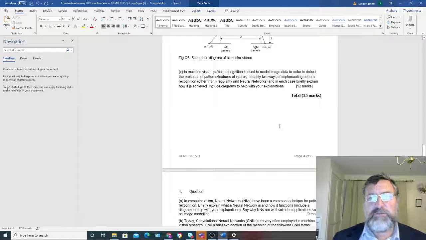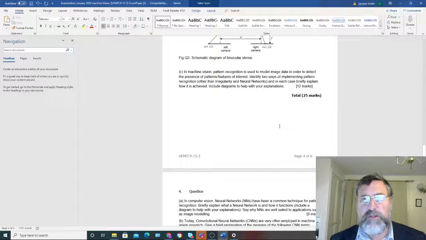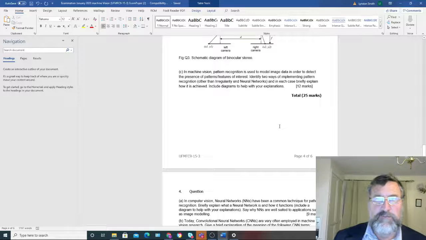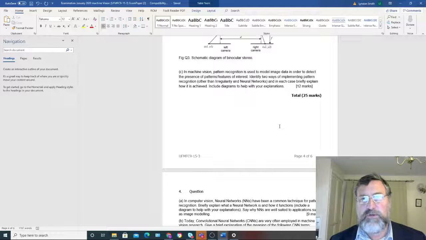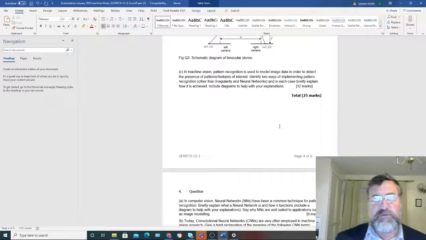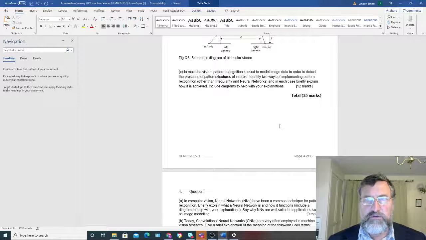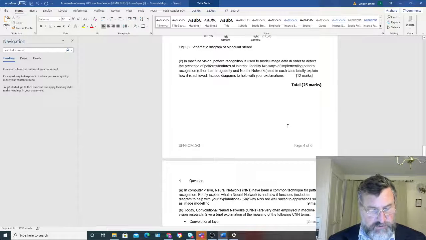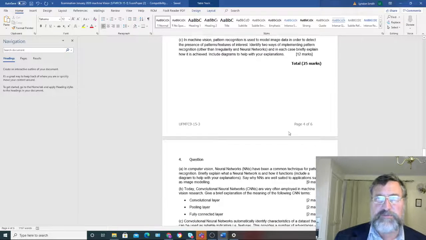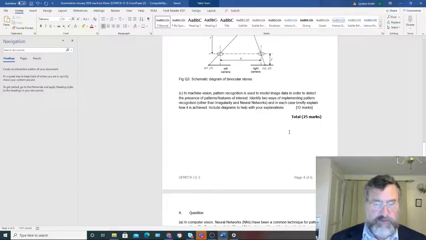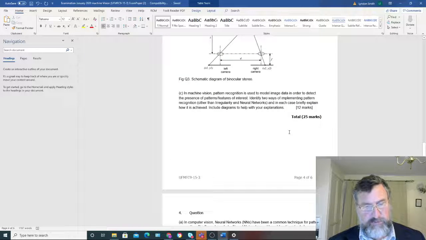In machine vision, pattern recognition is used to model image data in order to detect the presence of patterns and features of interest. Identify two ways of implementing pattern recognition other than neural networks. In each case, explain how it is achieved. Use diagrams to help with your explanations. Again, you don't necessarily have to come up with the ones I'm going to suggest here, but these are just examples that I thought might be useful.